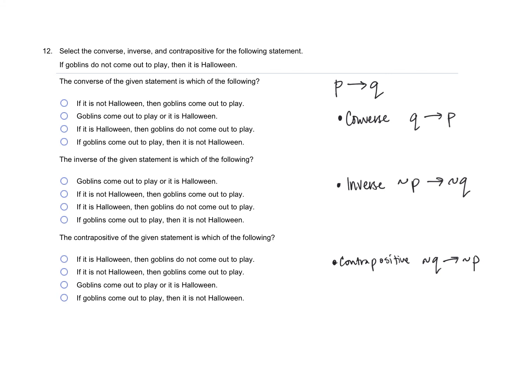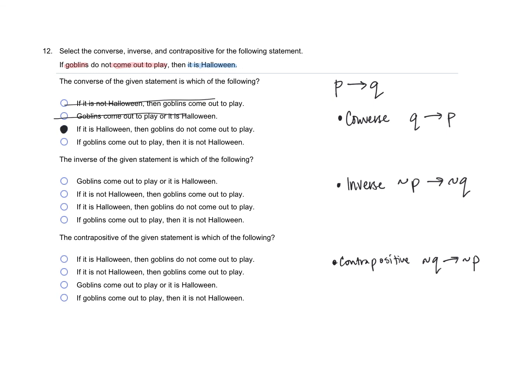So here you can see that P is goblins come out to play. Remember, the do not is the negation. And then it is Halloween is Q. So we want it to be switched. So we want to say if it is Halloween, so not this one because it has a not. We want Halloween to be first. If it is Halloween, then the goblins do not come out to play. So we didn't change the nots. We just switched the order.